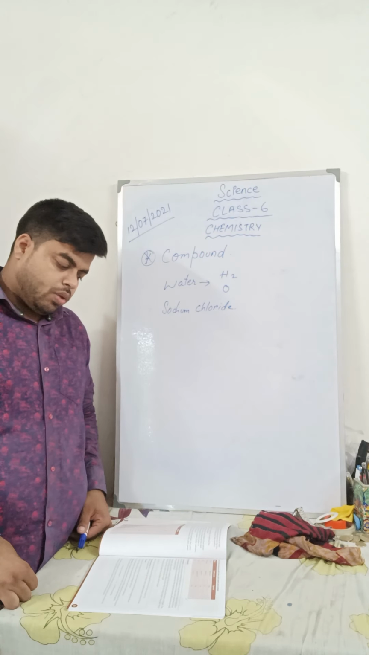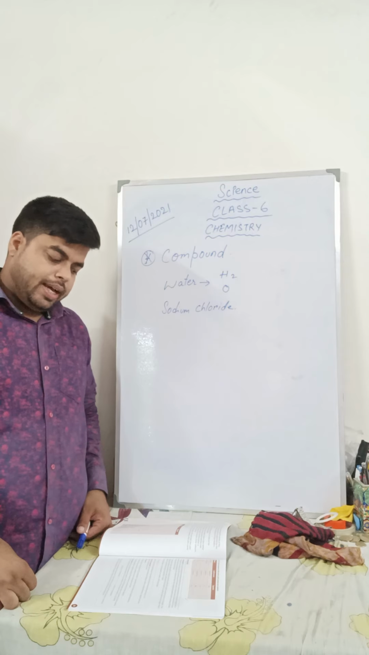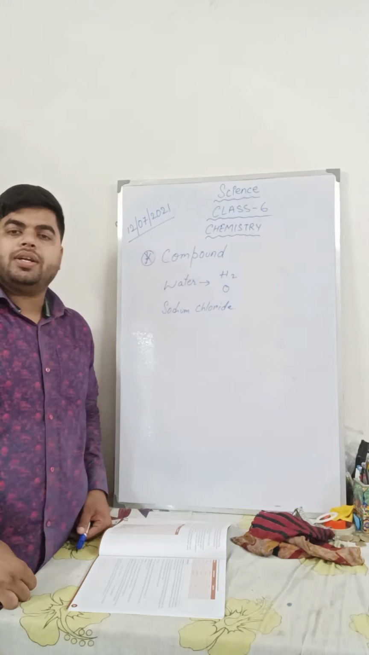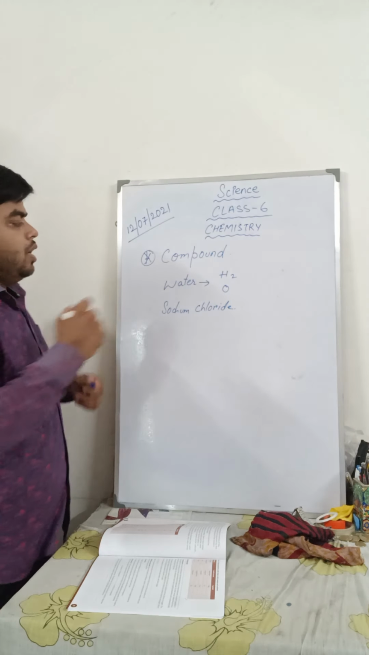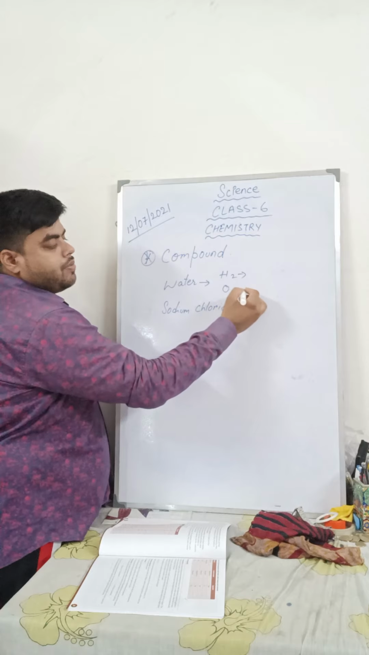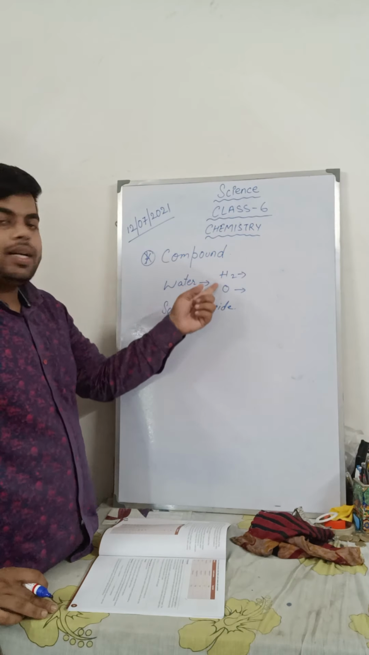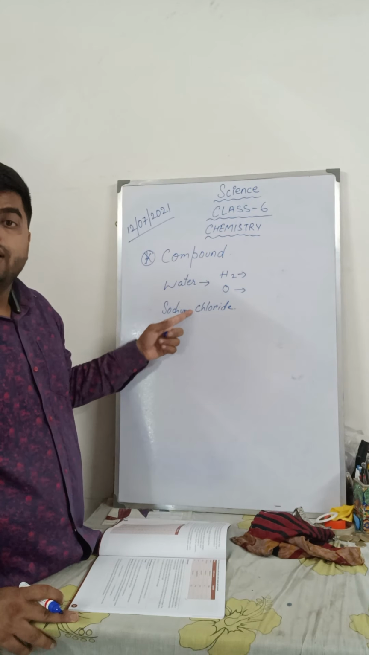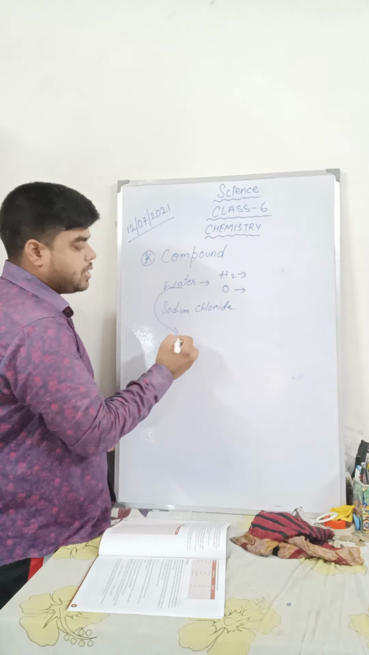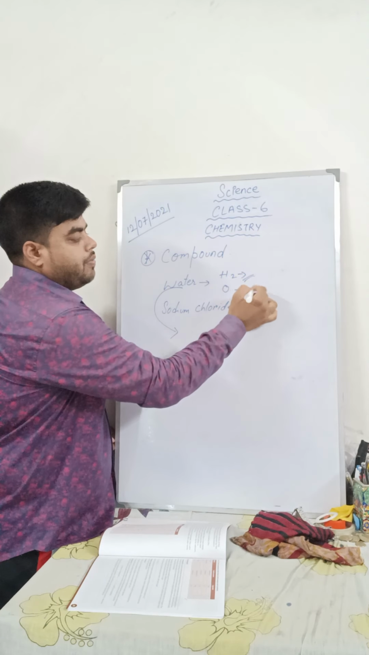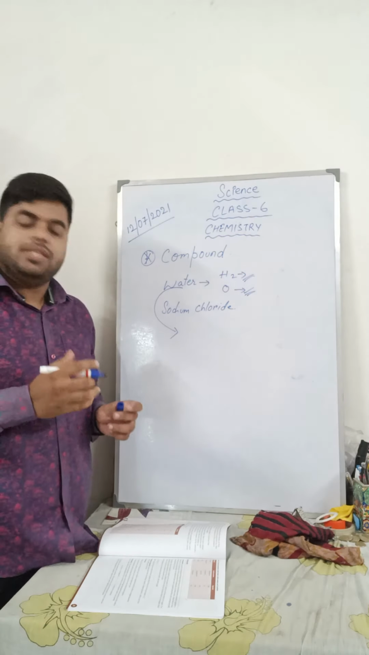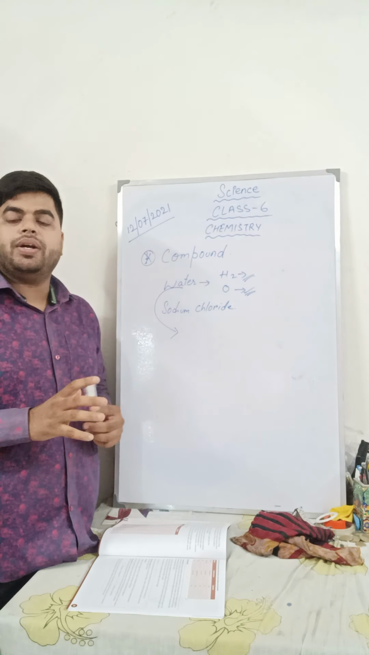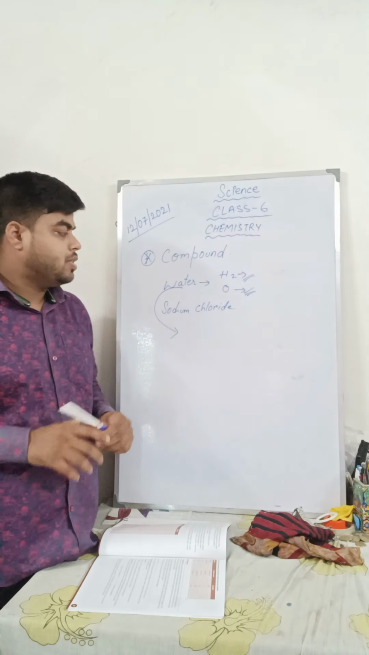In other words, when two or more elements react chemically, the elements lose their original properties and a compound with new properties is formed. So, hydrogen has its own properties, oxygen has its own properties, but when they combine chemically to form a molecule of water, this water has different properties rather than having the properties of oxygen and hydrogen. That means when a compound is formed, a compound with different properties is formed.